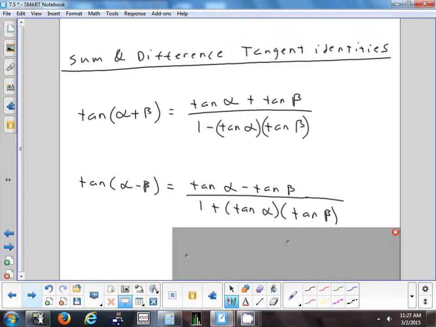Okay, and the other formula for a tangent of a difference is tangent of the first minus tangent of the second, divided by 1 plus the product of the tangents. So I think we can all see a symmetry to these. Basically, you're just changing pluses to minuses to get one from the other. But you do not have to prove those.